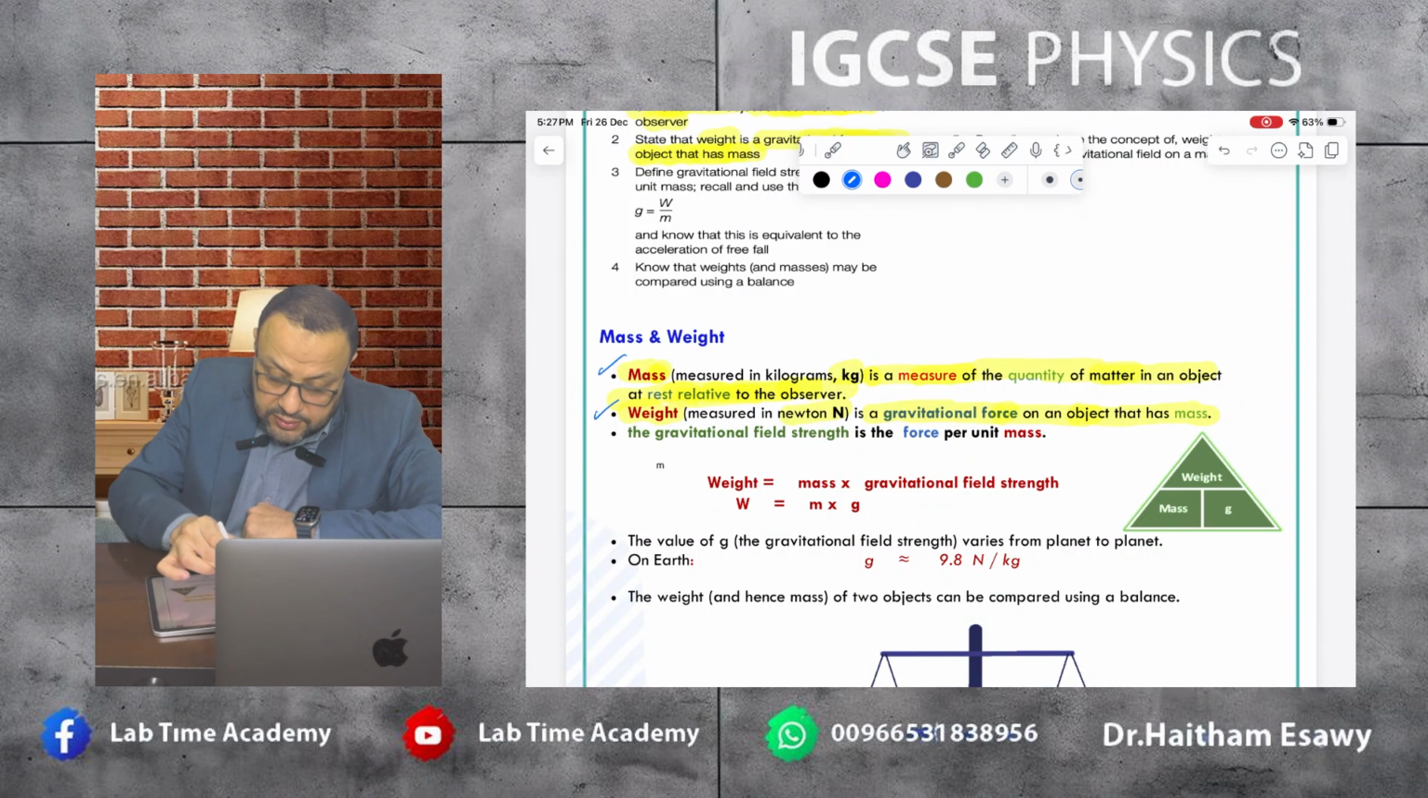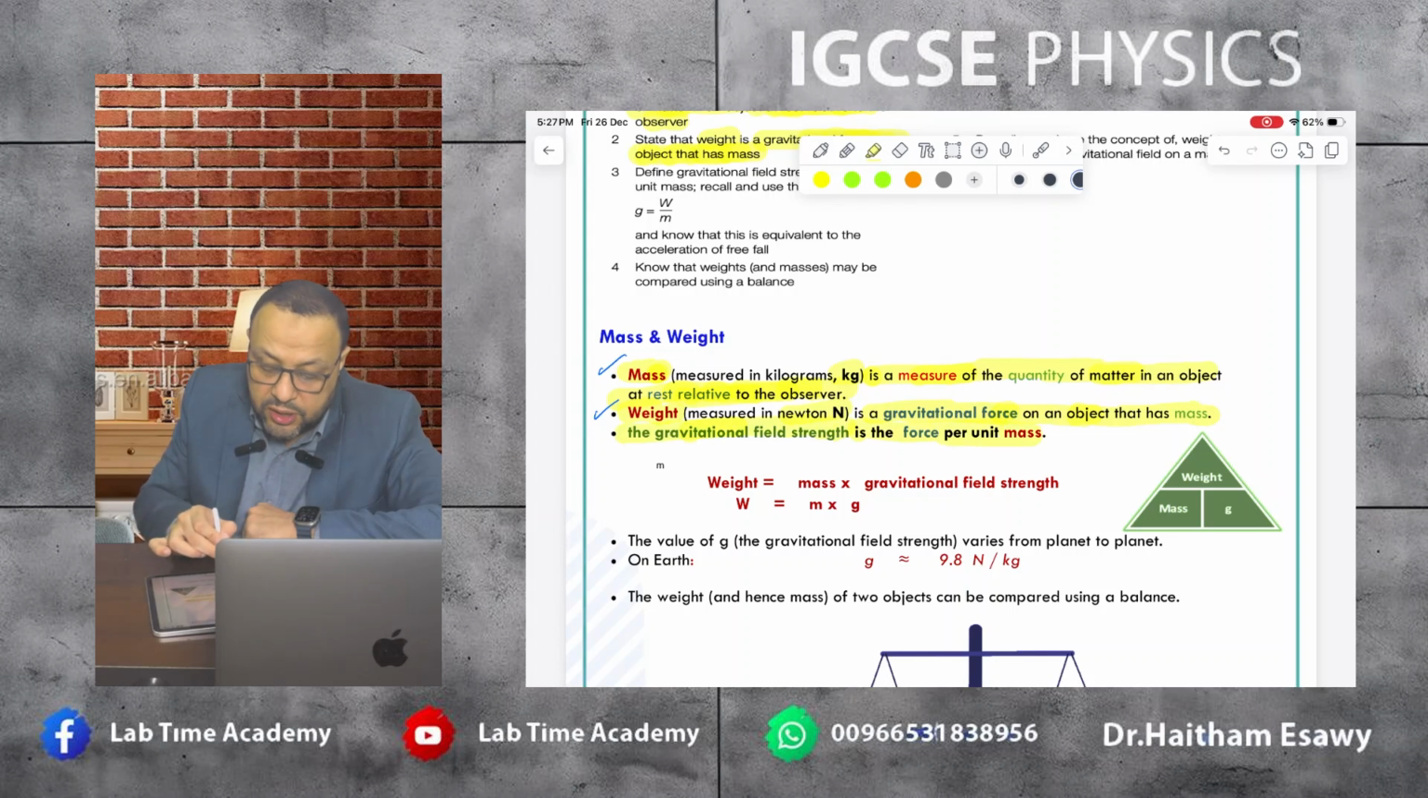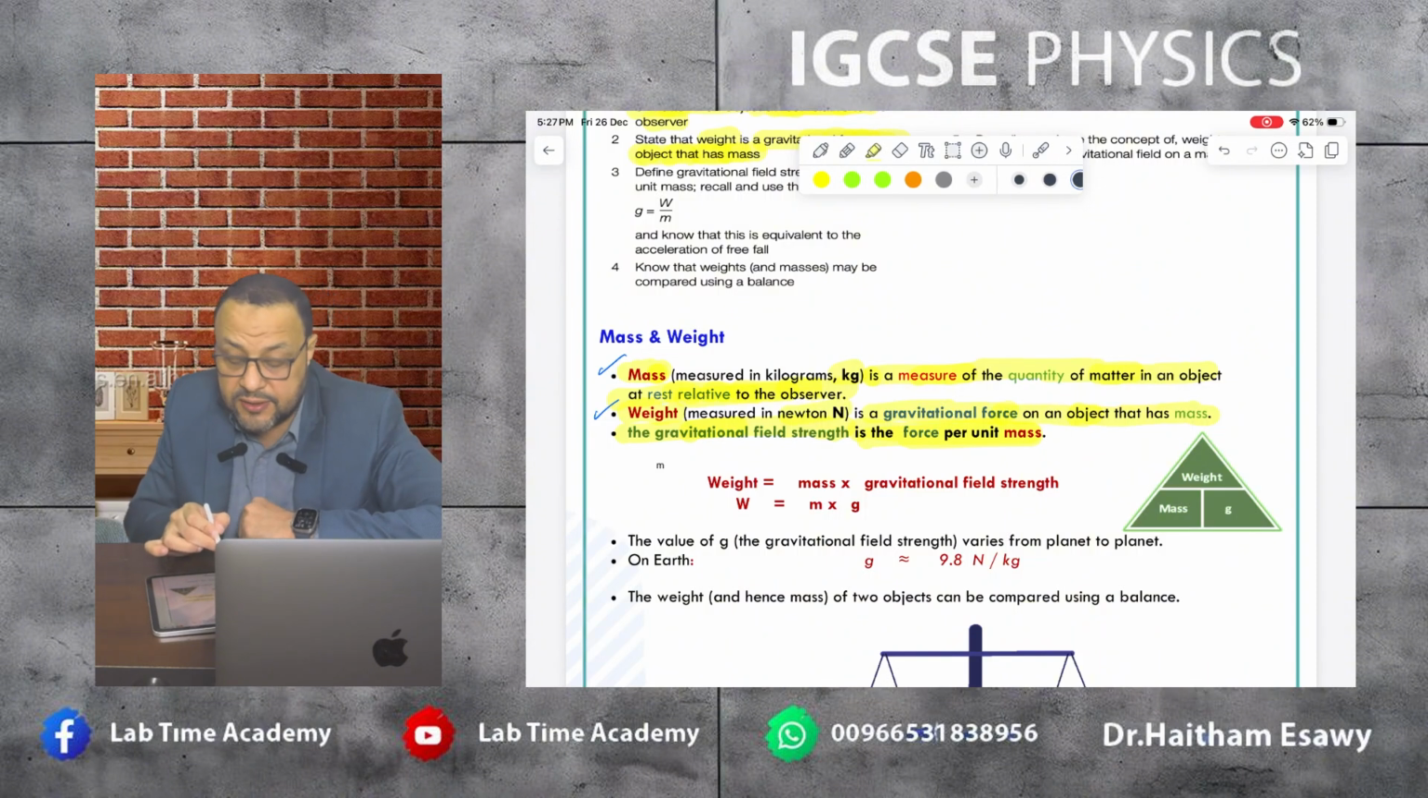Gravitational field strength is the force per unit mass. Take care about this definition. It is the force per unit mass, from the Cambridge syllabus, the updated Cambridge syllabus.